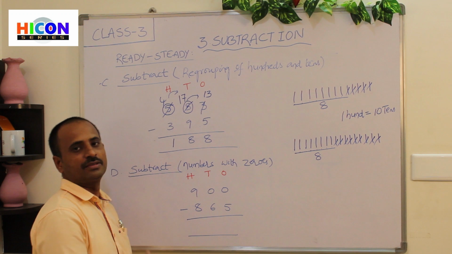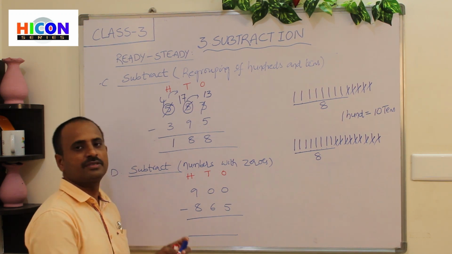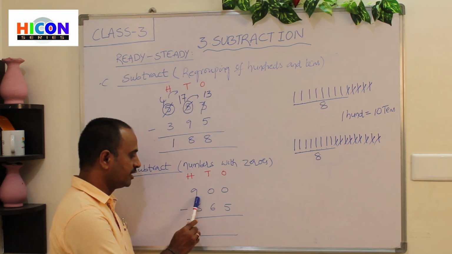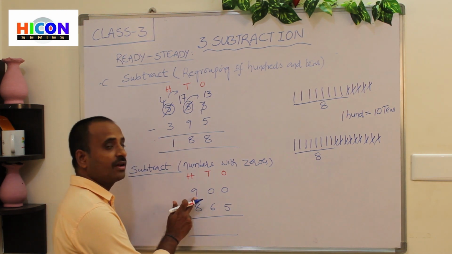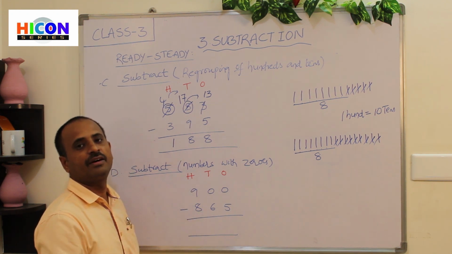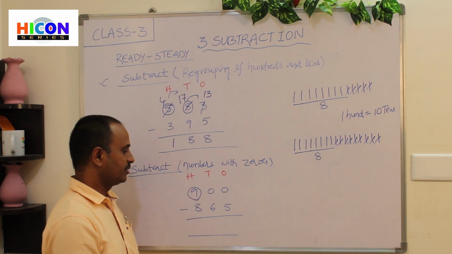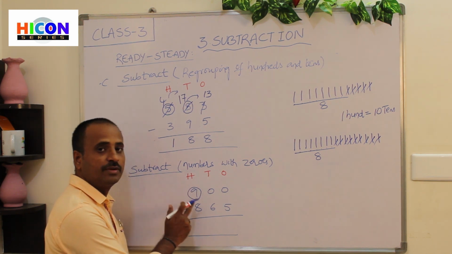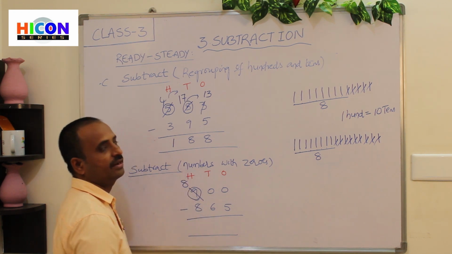Then go to next place. If you cannot borrow from that place, then go to the next place. So what is the next place to tens place? Hundreds place. So what is the digit present here? 9. That means there are 900s. So borrow 100 from 900s. If you borrow 100 from the 900s, how many hundreds will be there? There will be 800s. So write 8 under hundreds place.